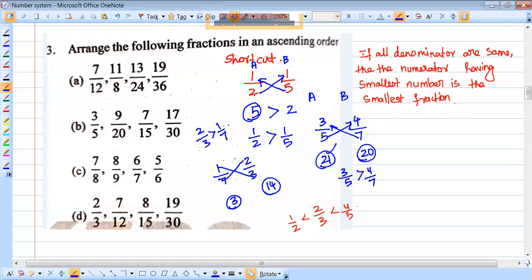Do you all understand this method? Do you feel this method is very easy? Say in the comment box, you understood or not. Yes, I will tell you the shortcut for 4 fractions also.